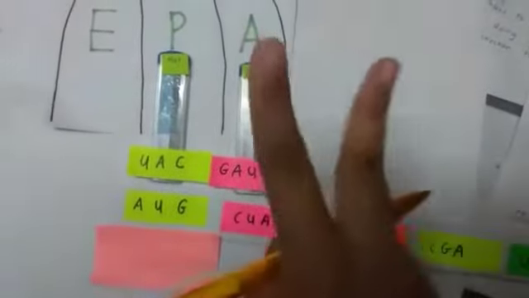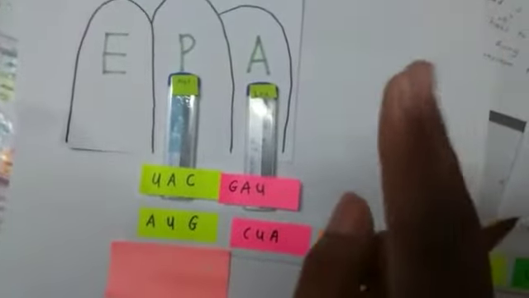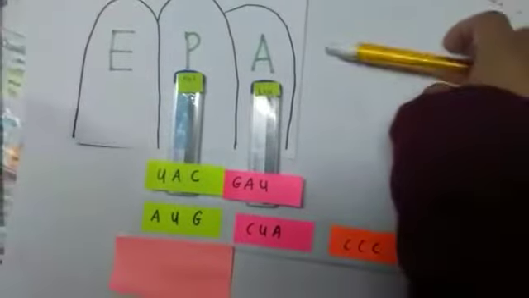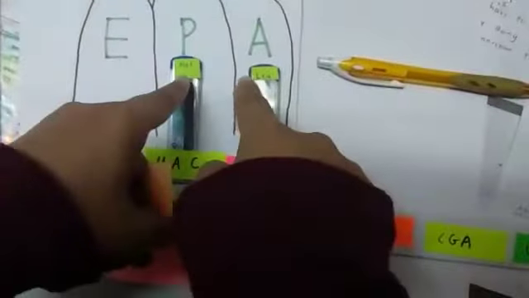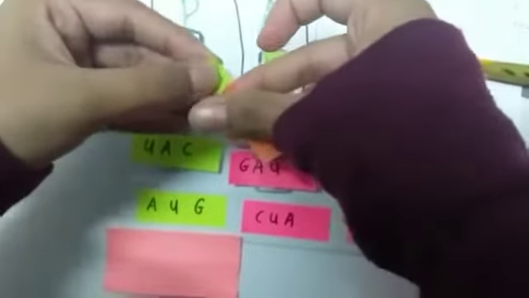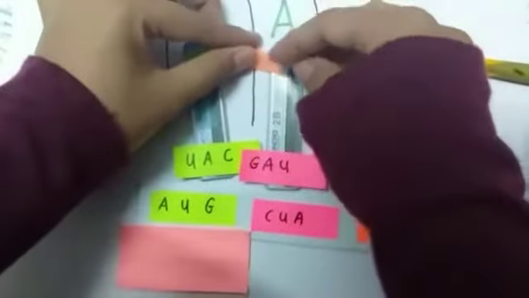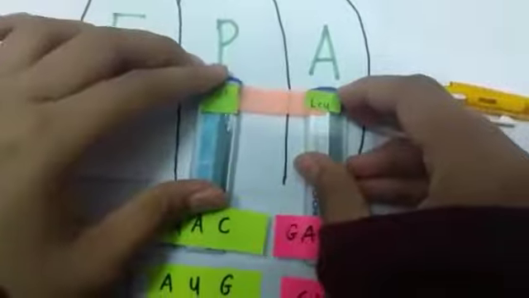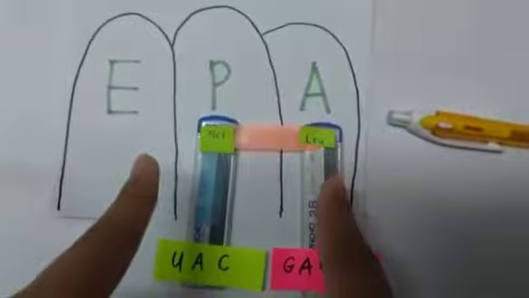The second step is peptide bond formation. Between two amino acids, a peptide bond will form. So this is a peptide bond. The peptide bond will form between two amino acids, and this process is catalyzed by the enzyme peptidyl transferase.